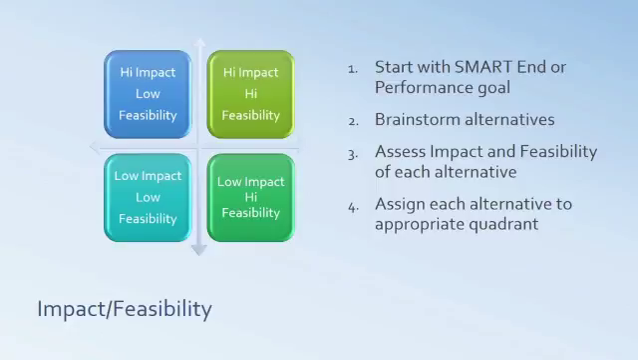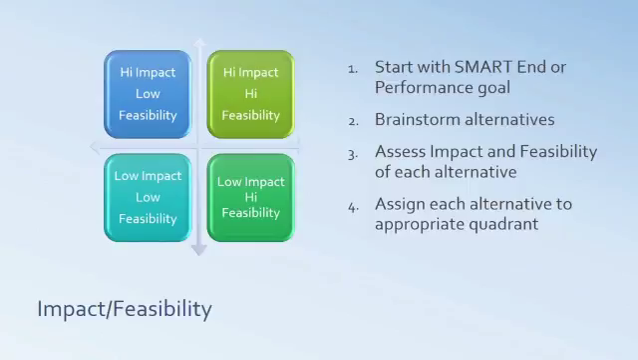Those things that move you closest to achieving your SMART goal, and those things where accomplishment is most feasible. But notice, not even all high impact, high feasibility alternatives are equal. You may have several alternatives that fall into this quadrant. Which one or two should be your priority?